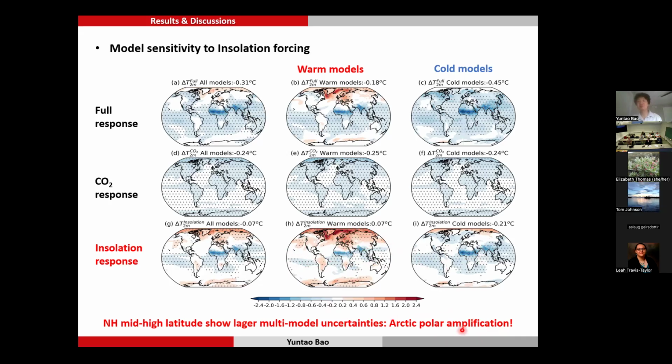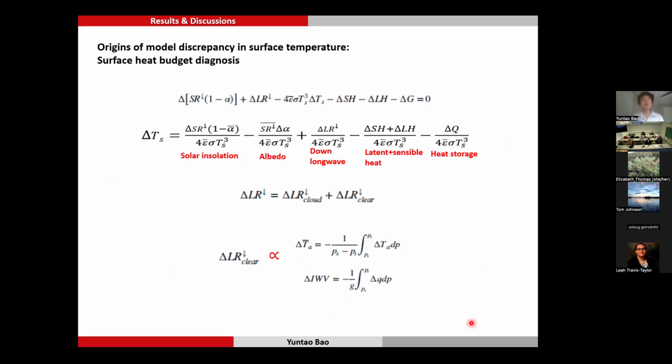Maybe it's due to Arctic polar amplification. But we have to investigate this further. Why this model uncertainty, where is that coming from? Multi-model uncertainties. So we think of a good way to track these uncertainties.